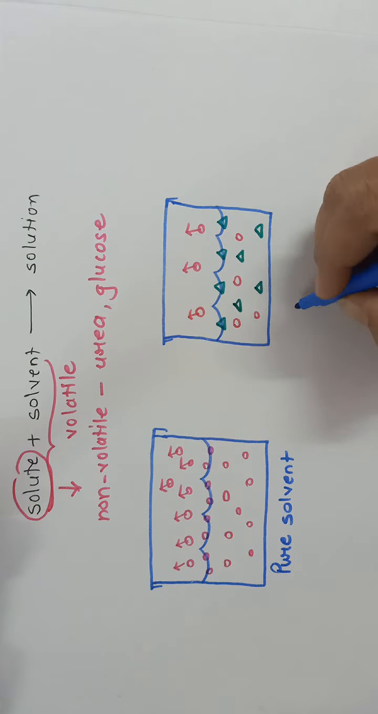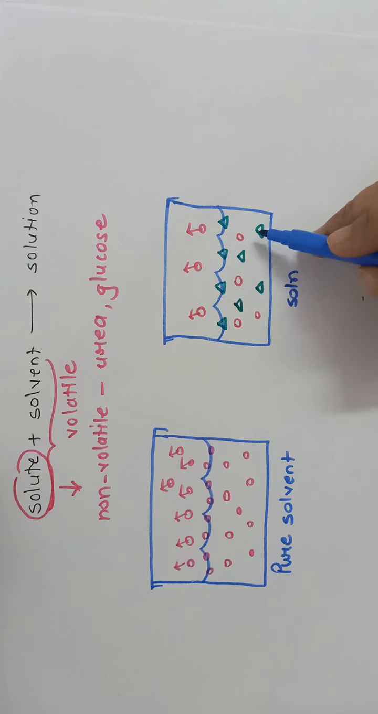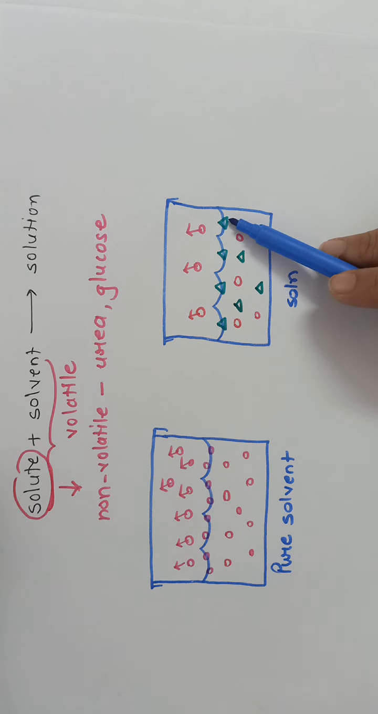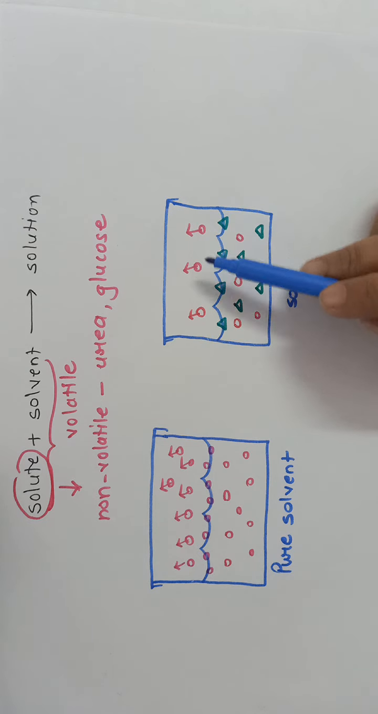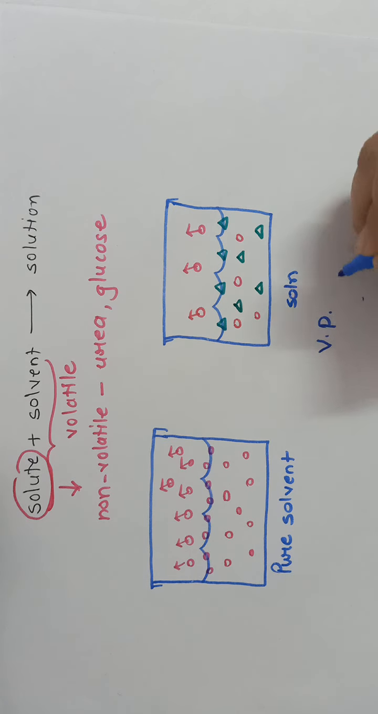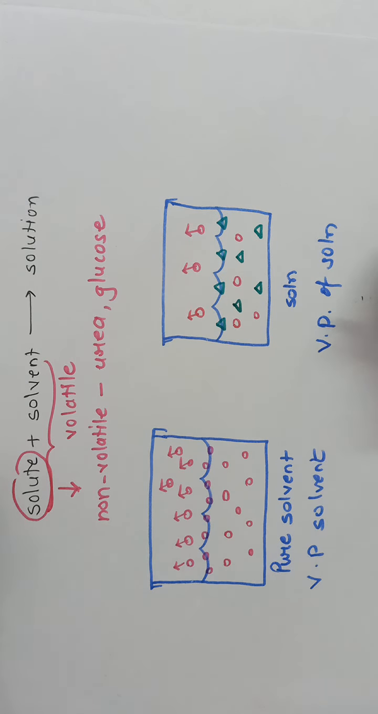Now what are the changes? In this, now some of the surface area molecules will be occupied by the non-volatile solute particles. Since some of the places will be occupied by these non-volatile solute particles, the number of molecules of solvent which will be evaporating and creating vapor pressure will be less. As a result, I can say that if we compare the vapor pressure of solution and vapor pressure of solvent, the vapor pressure of solution will always be less than that of the vapor pressure of the solvent.